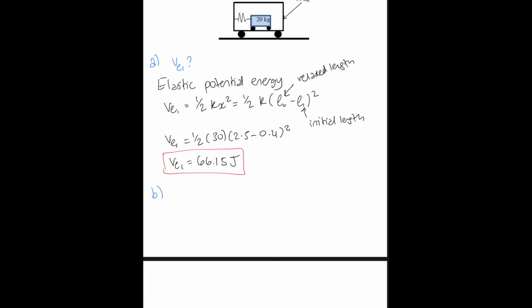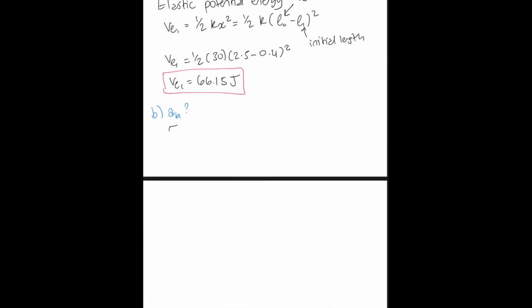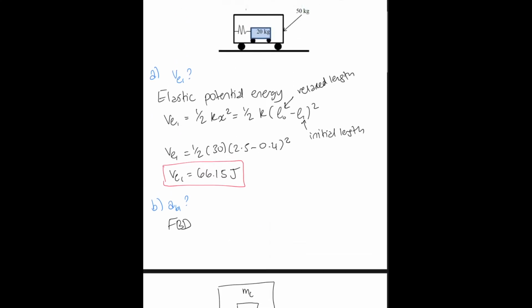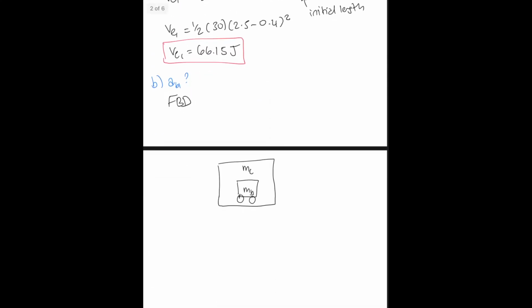Now for part B, we want to find the acceleration of the box at the initial state. So let's draw here a little free body diagram. We've got the big crate and the box inside. So this is MB, and this is MC, the mass of the crate and the mass of the box. We've got the spring pushing with a force Fs.